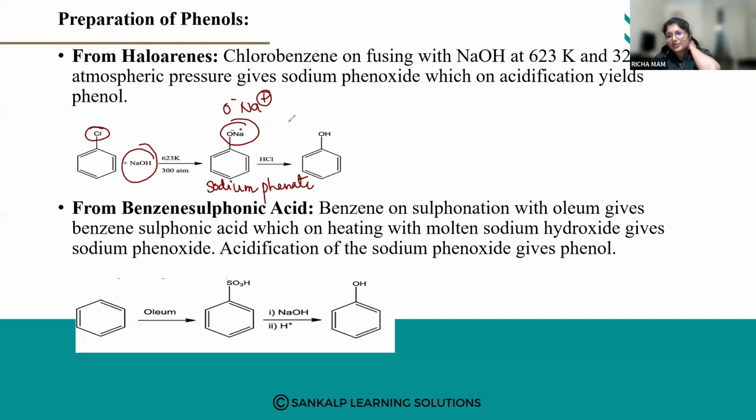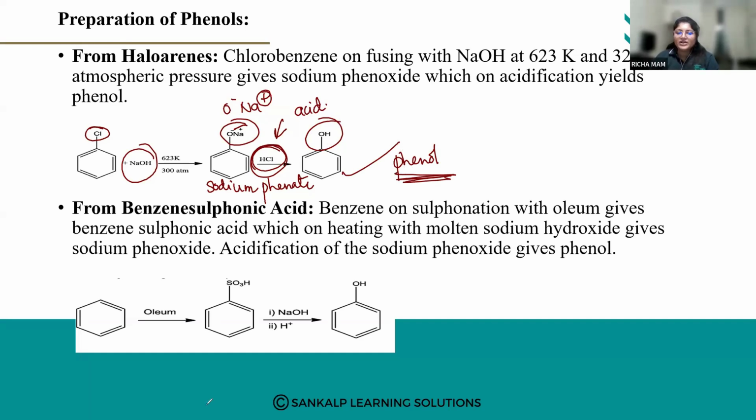So chlorobenzene, we fuse it with NaOH at 623 Kelvin and 320 atmospheric pressure, and I get sodium phenoxide. This sodium phenoxide, I am going to acidify. For acidification we require any acid, so I am taking HCl. It will generate protons, so your Na plus ions will be replaced by H plus ions, and I am going to get the phenol. So this is the first method of preparation, from haloarenes. Very important preparation where we can prepare phenol by using haloarenes.